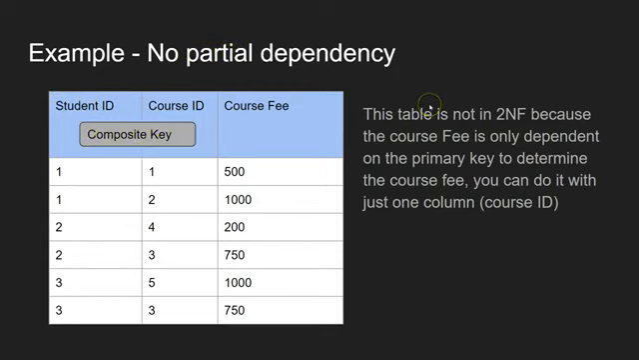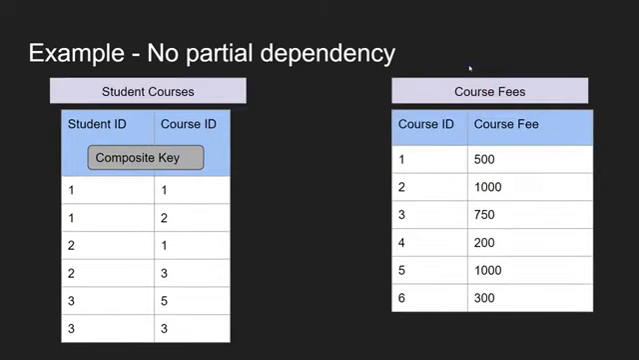So what have we got to do to fix this? Well, nice and simple. All we do is we move this information to a separate table, just like that. So we have a table about course fees, and each course ID has a course fee attached to it. Course 1 is 500, course 2 is 1,000, etc. And the other table we pretty much keep the same. But we don't need this extra course fee information.